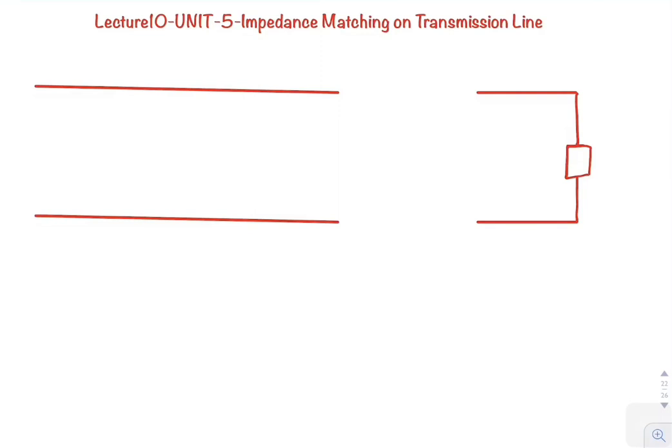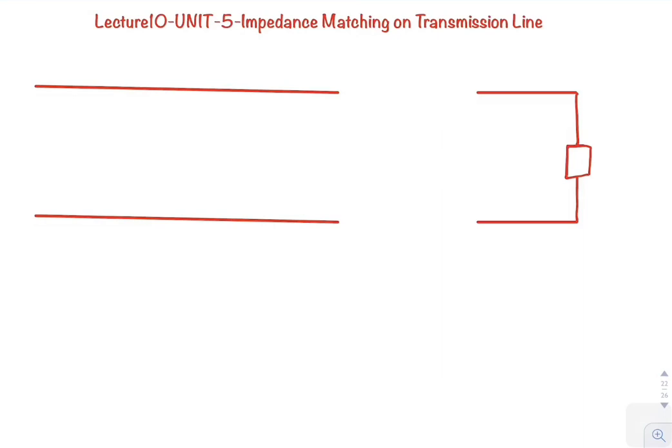Hello everyone. In this lecture, we are going to see how impedance matching is achieved on a transmission line. While discussing Smith charts and during the construction of the Smith chart, we have seen that the main objective of the Smith chart design is to solve transmission line problems in an easier way. The same Smith chart that we designed is now utilized as a tool to design matching networks on the transmission line.